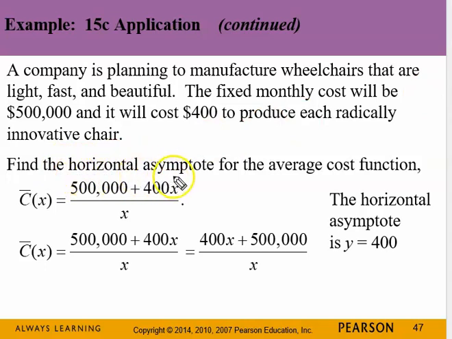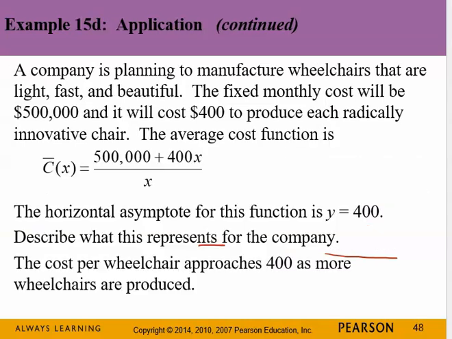Now, as we wind this up, they're asking us to find the horizontal asymptote for the average cost function. Well, again, it costs $400 to produce a chair. So as you keep producing more and more chairs, it's going to get closer and closer to the 400, which is your horizontal asymptote.